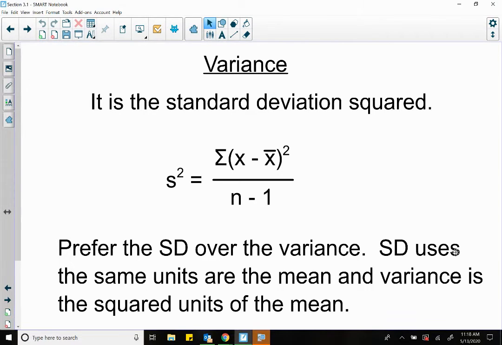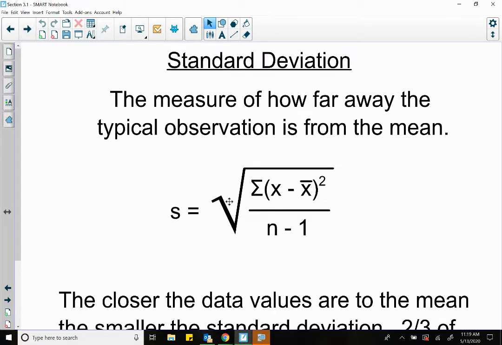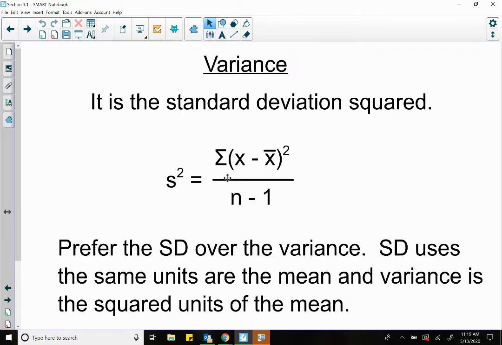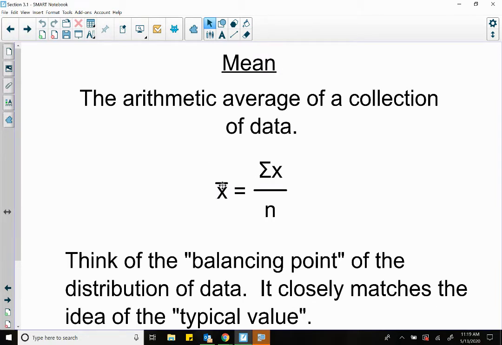The reason is that standard deviation will be in the same units as the mean. So if the mean is in inches, standard deviation will be in inches. So it's comparing apples to apples. If you were dealing with variance, this would be in inches squared. So that's why we typically like the standard deviation over the variance, because variance makes the units squared, where standard deviation will be in the same unit measure as the mean.